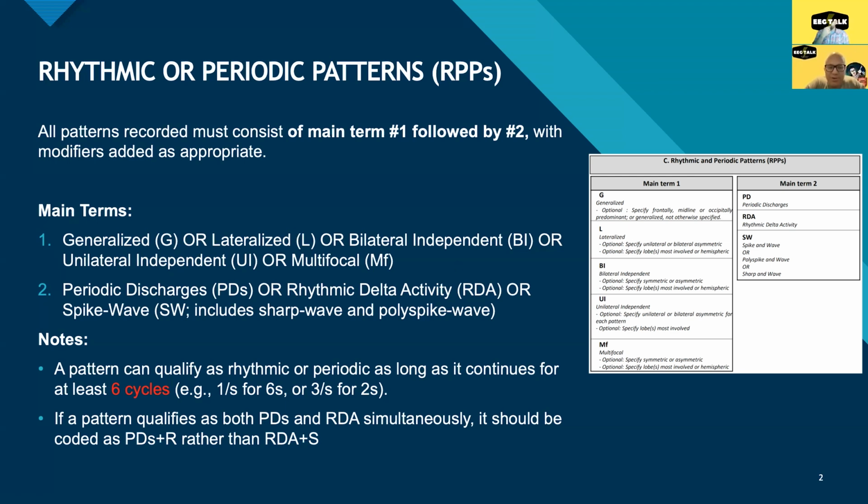The second term has to do with what kind of pattern it is rather than where it is. So you can have periodic discharges, which are discharges like we've been talking about, or rhythmic delta activity. These are waves that aren't epileptiform, and they're not discharges. We'll see in a minute. Or you can have spike and wave, and we've encountered these a little bit before. And for us to call a rhythmic or periodic pattern, technically, we're supposed to see it for at least 6 cycles.